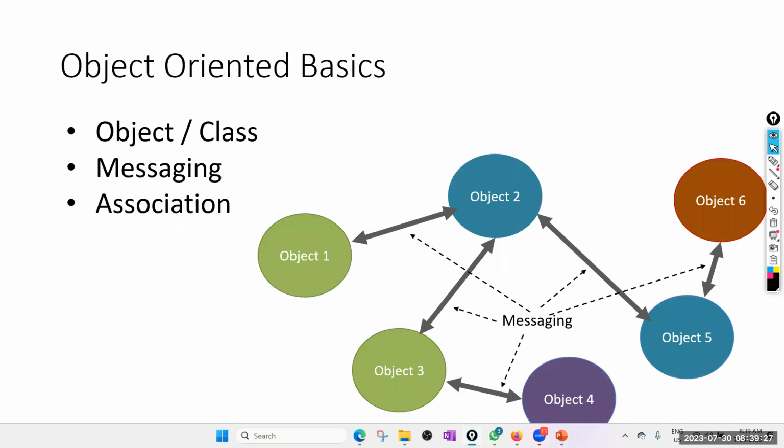Now let's look at the basics. This is just revision. You have done these things. What are the 3 things you must know as basics if you want to understand object-oriented software development? What is an object? What is a class? What is meant by messaging? What is meant by association? Association we can look at a little bit later, but definitely you must know what an object is and what a class is.